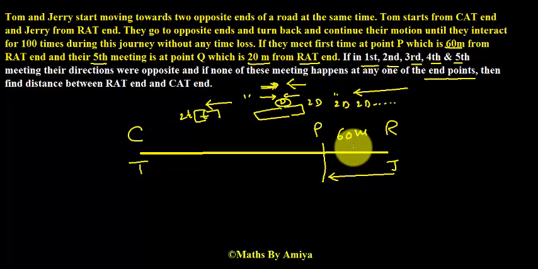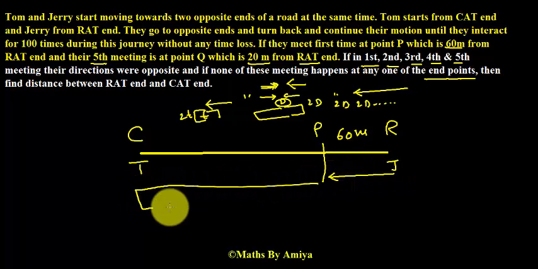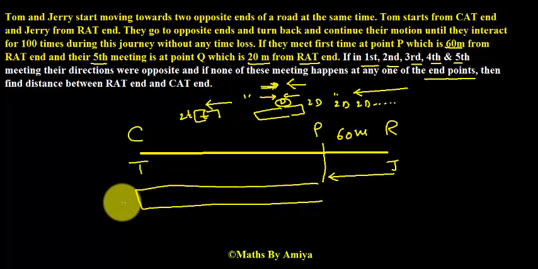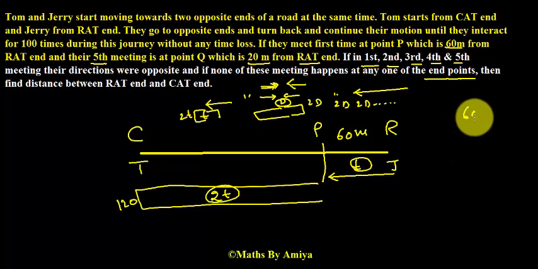I would like to add one thing. If in the first meeting Jerry covers 60 meters, then in the second meeting the total distance covered by Jerry is 120 meters. If in the first meeting Jerry takes T time, then in the second meeting he would have taken 2T time, so the distance is double. We are going for the fifth meeting. So in the first meeting 60, in the second meeting 120. 120 is the distance between the first meeting and the second meeting. In the third meeting again 120, fourth meeting 120, fifth meeting 120.